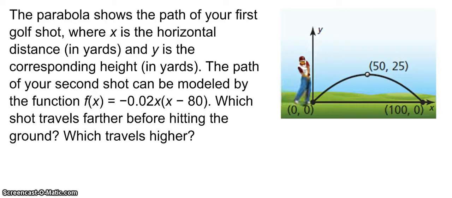All right, let's try a quick application problem. So here we have the parabola shows the path of your first golf shot. So this is the picture that they're saying is your first shot, where x is the horizontal distance in yards and y is the corresponding height in yards. The path of your second shot can be modeled by this function. So I want to point out this function is not this graph. Which shot travels further? Which shot travels higher?